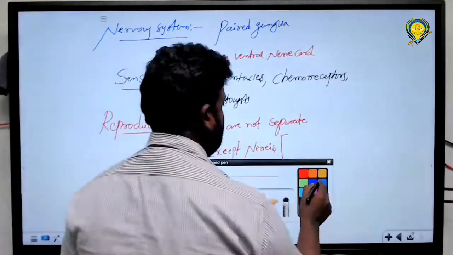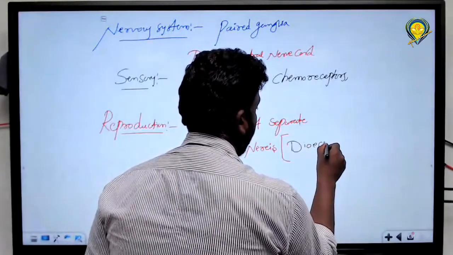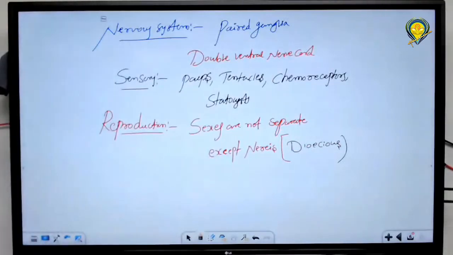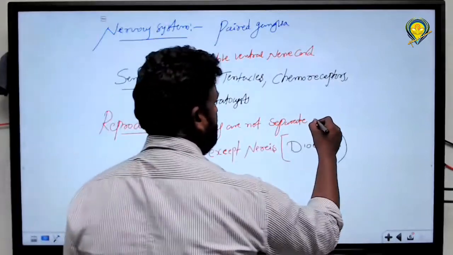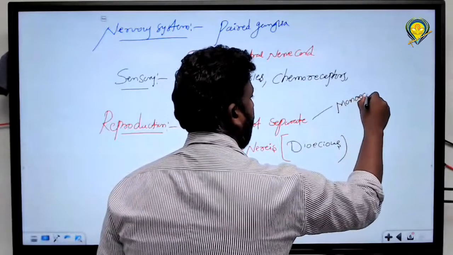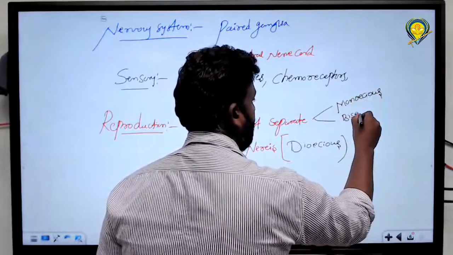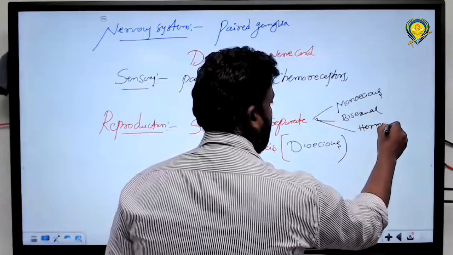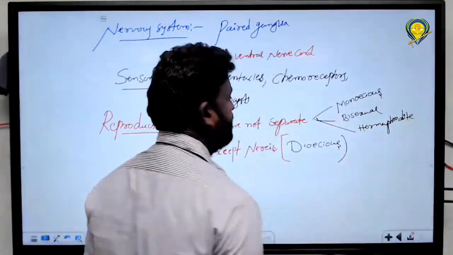Because of Nereis, is it dioecious or monoecious? Sexes are not separate in most of them except this one, right? Very good. Monoecious is also called what? Bisexual. Also called as what? Hermaphrodite. Right? Leech.